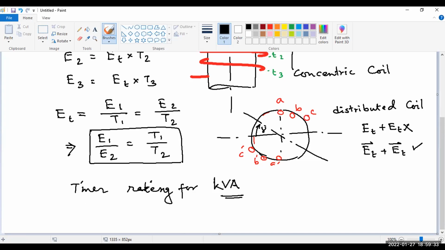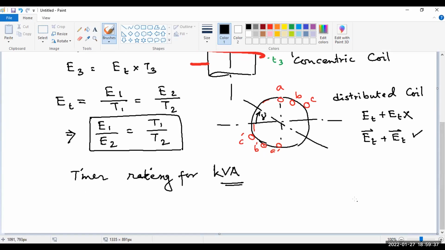Now, unlike the voltage, if we have a voltage at the primary side, definitely we'll get some voltage at the secondary side. But in case of current, if we don't have a current in the secondary side, but still we'll have some current in the primary side. Am I right? So that is the difference with the voltage.